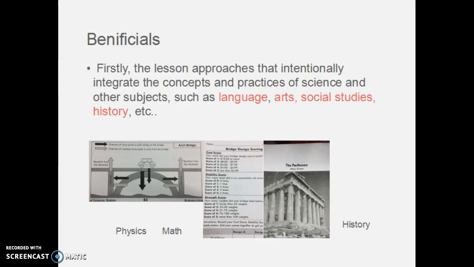In the Design Bridge process, there are several positive features which are particularly beneficial to students. Firstly, as an engineering design-based learning process, the lessons intentionally integrate concepts and practice of science and other subjects such as language, art, social studies, history, etc. Here are some pictures from this book, and we can see it includes physics, math, and history.